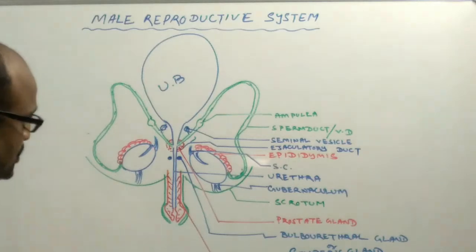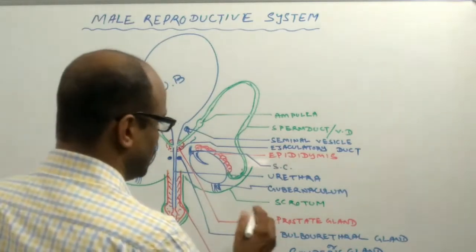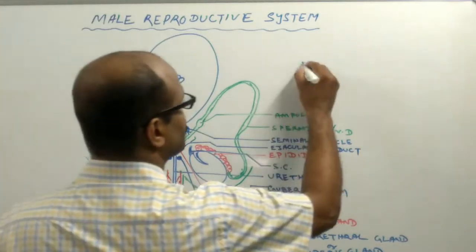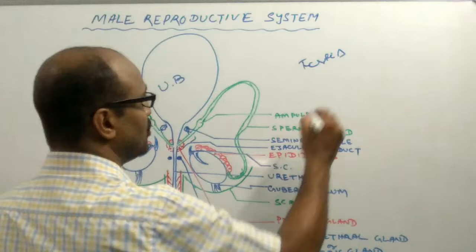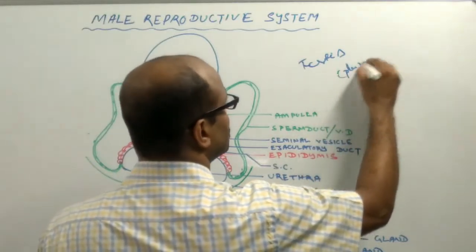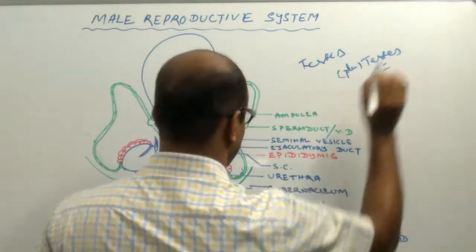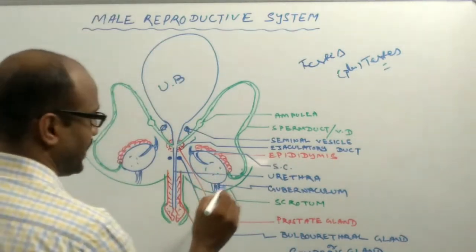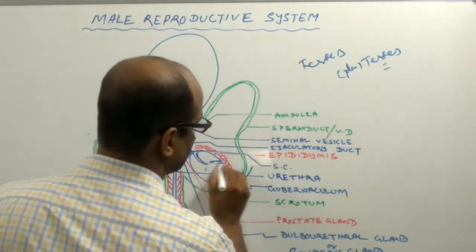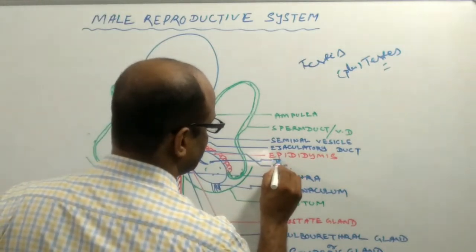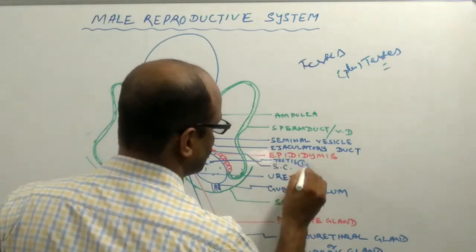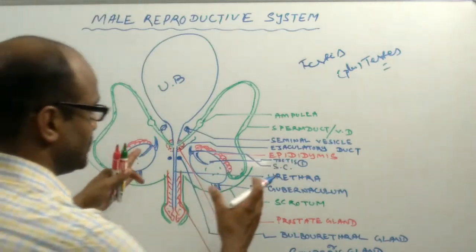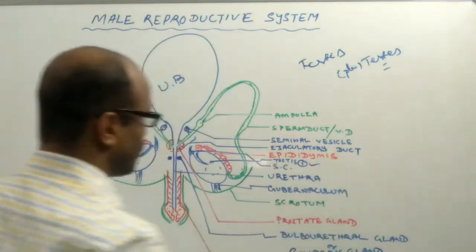So the male reproductive system comprises a pair of testes. The singular is testis, and the plural form is testes. So a pair of testes is present. This is the testis, this is the testis. This is the primary structure. This is the first organ of the male reproductive system.